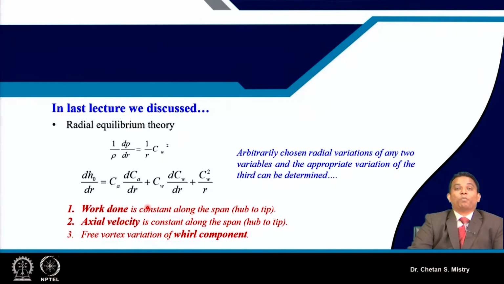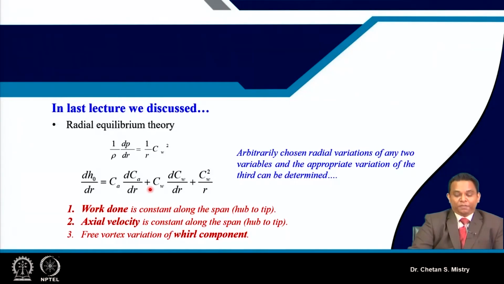The second assumption we made is that the axial velocity is constant, so it is not varying along the span. Based on these two assumptions and using this formula, we come up with the formulation that we have defined as free vortex flow. It says the variation of the whirl component follows the free vortex rule. Now you can understand that what we have come up with based on our assumptions is very useful for our further movement.